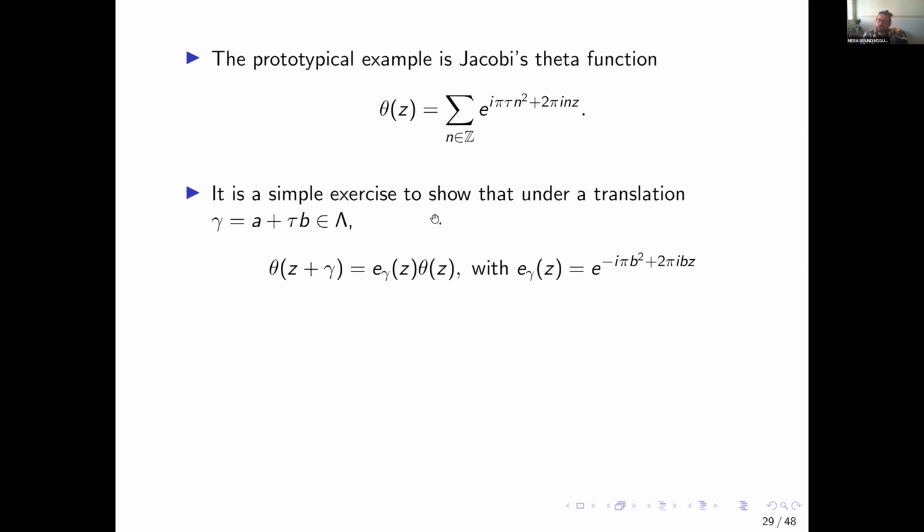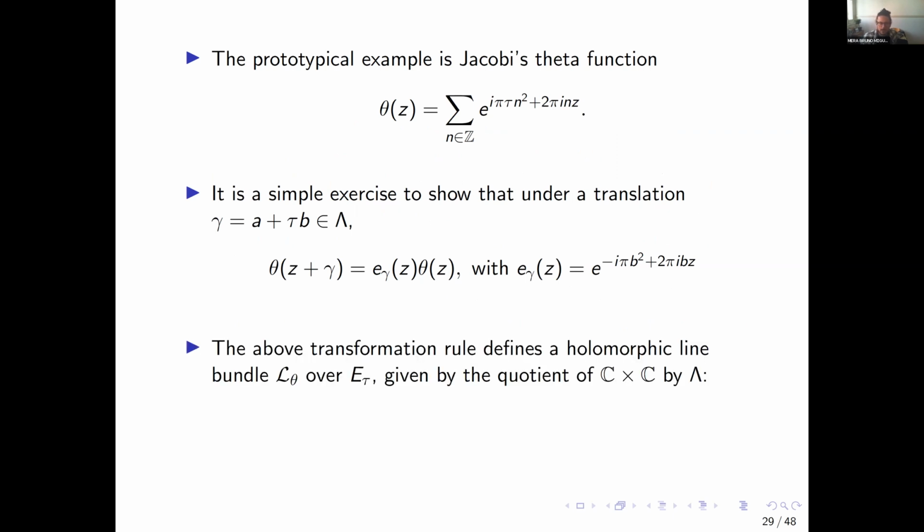And these gauge transformations have to satisfy a cycle condition, which I'm not going to write here. But essentially, they define a holomorphic line bundle over the complex torus, which is given by the quotient of the trivial bundle over the complex plane by the action of the lattice by translations. So you have a pair, z, which you can see as a momentum, and then v, which you can see as the amplitude of the wave function, and the action of a translation is to translate the momentum and multiply by the gauge transformation.